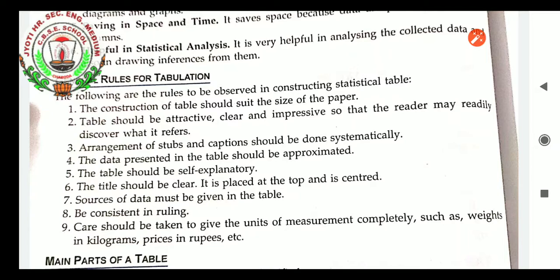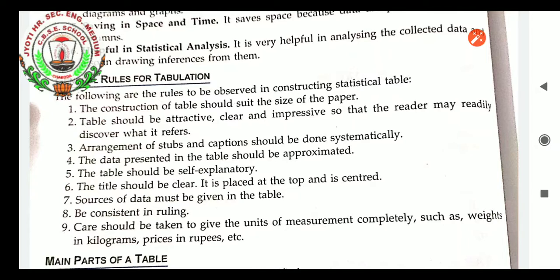Table should be attractive, clear and impressive so that the reader may readily discover what it refers to. Arrangement of stubs and captions should be done systematically. The data presented in the table should be approximated. The table should be self-sufficient and explanatory. The title should be clear. It is placed at the top and the center. Sources of data must be given in the table.